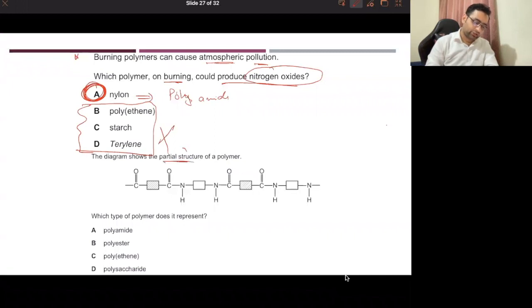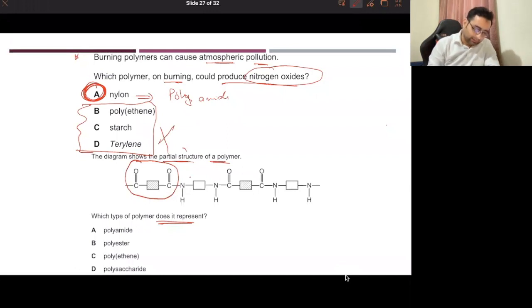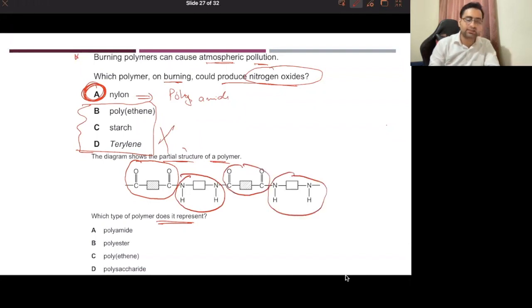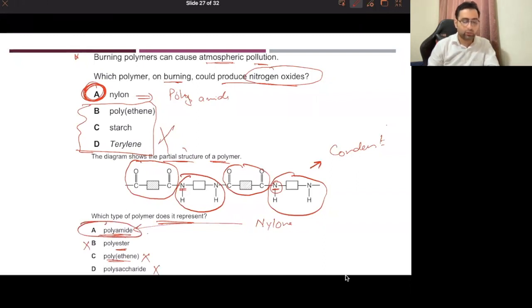The diagram shows a partial structure of a polymer. Which type of polymer does it represent? First of all, identify the repeating unit. This is the first repeating unit. In a condensation polymer, a double bond is not required. And this is the second monomer, first monomer and second monomer. This is dicarboxylic acid and diamine. So this is an example of a condensation polymer. And there is nitrogen, so this is known as nylon. This is a polyamide. Nylon is a polyamide. It is not a polyester because there is no ester bond. Polyethene, no. Polysaccharide, no. So this is a polyamide or nylon.